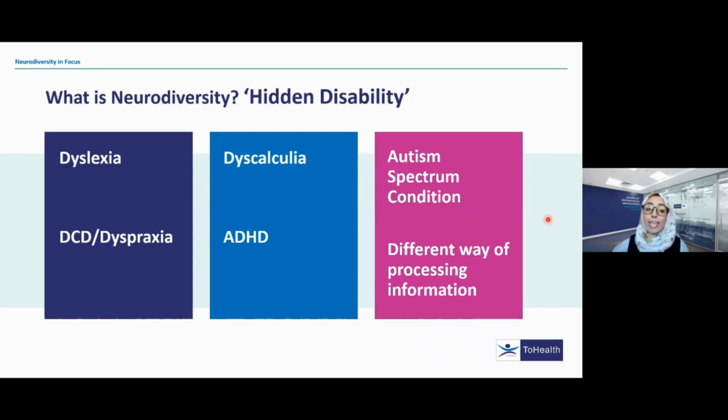There is also a co-occurrence of these conditions. That means that they can occur together. So, for instance, autism and ADHD can occur together, or dyscalculia and dyslexia, for example. Now, unfortunately, there is also a very high co-occurrence of these conditions with stress and mental health conditions. So we will look at that a little bit later.